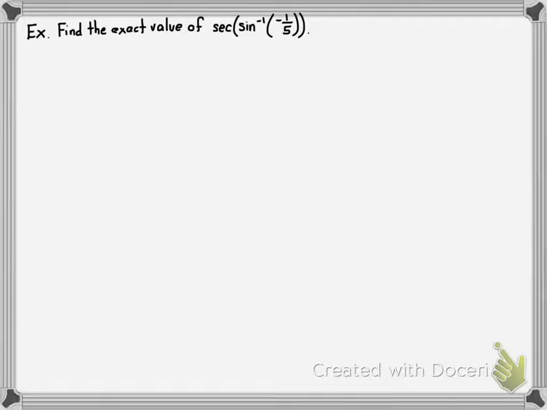Alright, let's try another example of one of these compound expressions. In this example, we are going to find the exact value of secant of arcsine, or secant of inverse sine, of -1/5. Now, looking inside the parentheses, inverse sine of a ratio of sides is going to give me an angle. So, like we saw in the last example, I may not be able to figure out what that angle is exactly, but I can draw a picture of it. So we're going to start by looking at inverse sine of -1/5, and that is going to be equal to some angle.